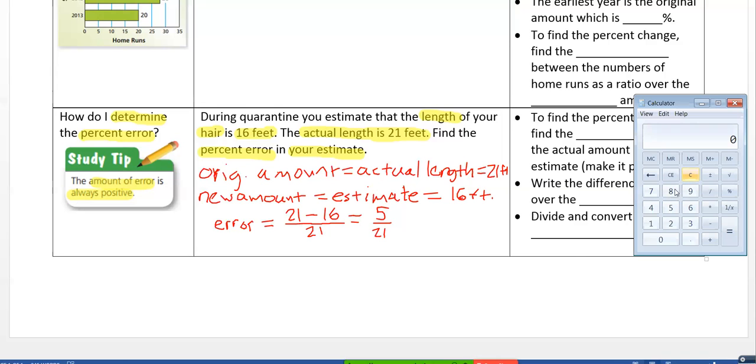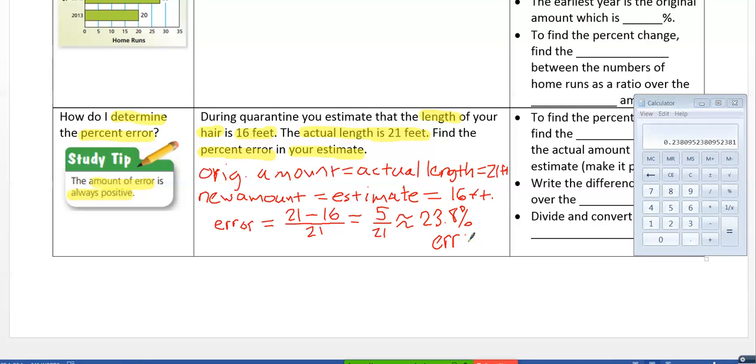Okay, so now I take 5 divided by 21. I get a decimal, 0.2380 and so on. Now, there's a decimal to percent, or multiply by 100. If the decimal goes over twice, you get 23.8. That's not a bad estimate. So we're going to get approximately 23.8% error.